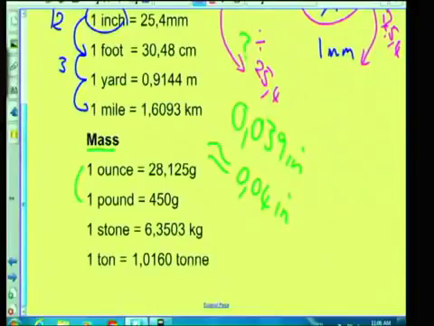Ounces to pounds, pounds to stones, stone to ton, and we've got the metric measurement. And you can see this is about half a kilogram. An ounce is about 30 grams. A stone is just more than 6 kilograms. And a ton, this word tonne with a double N-E, is the metric ton. It's 1,000 kilograms. So they're quite close.